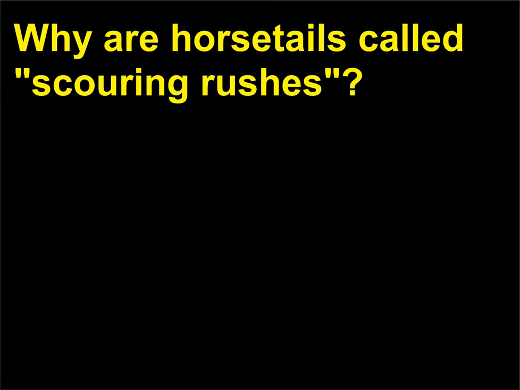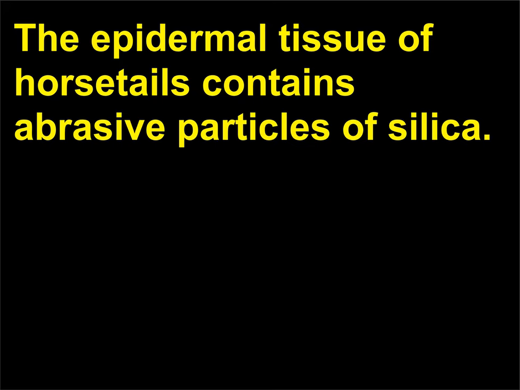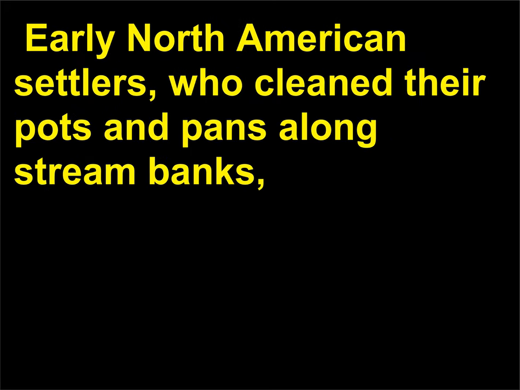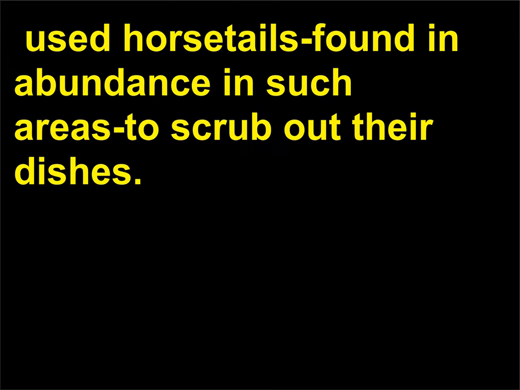Why are horsetails called scouring rushes? The epidermal tissue of horsetails contains abrasive particles of silica. Scouring rushes were used by Native Americans to polish bows and arrows. Early North American settlers, who cleaned their pots and pans along stream banks, used horsetails found in abundance in such areas to scrub out their dishes.